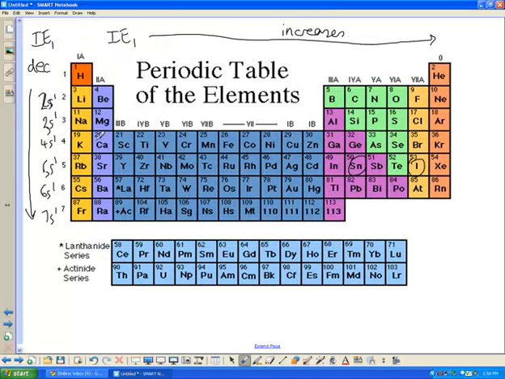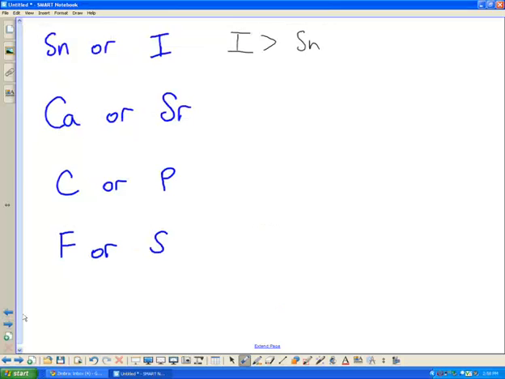Calcium and strontium, well, there's calcium, there is strontium. They're in the same group. Ionization energy decreases down a group, so therefore strontium should have a lower first ionization energy than calcium. Alright? Strontium is lower than calcium, and that's actually true.